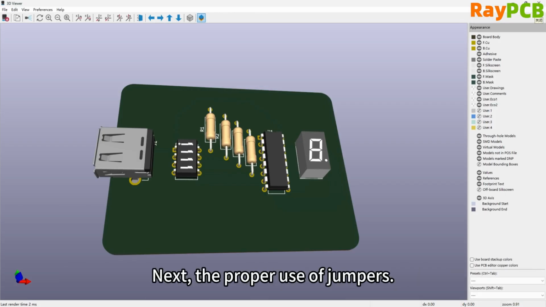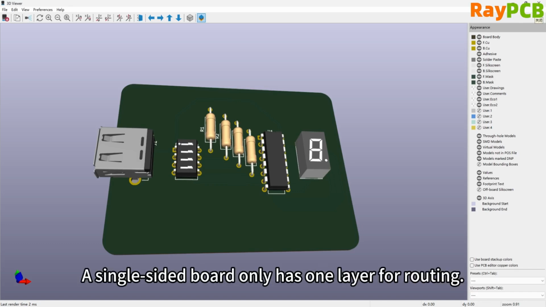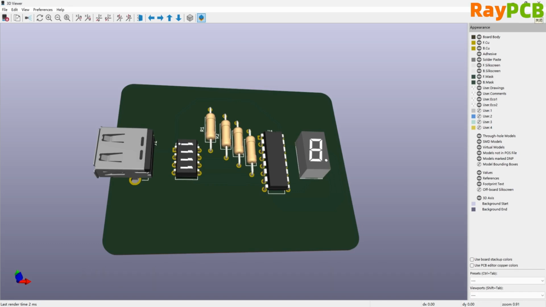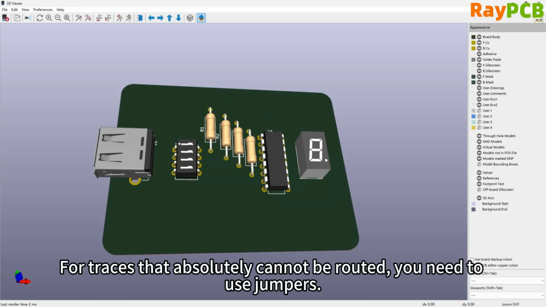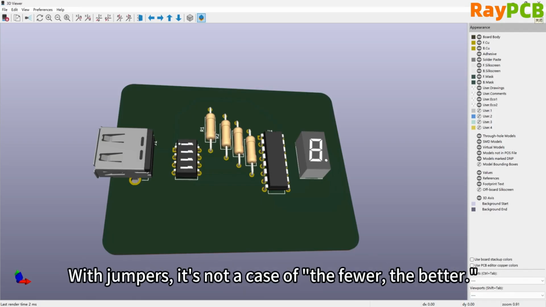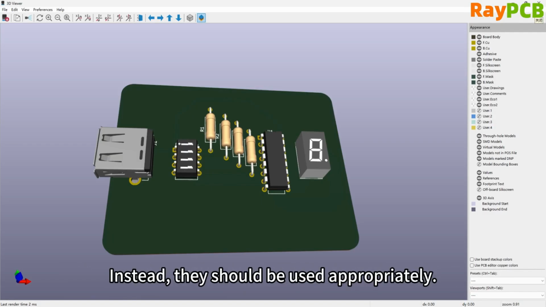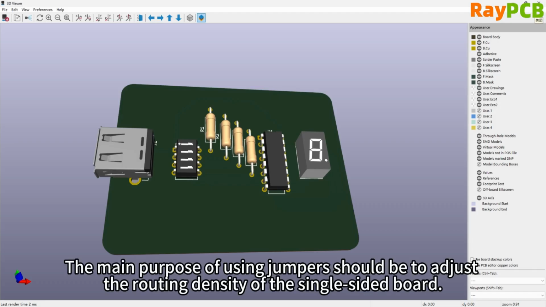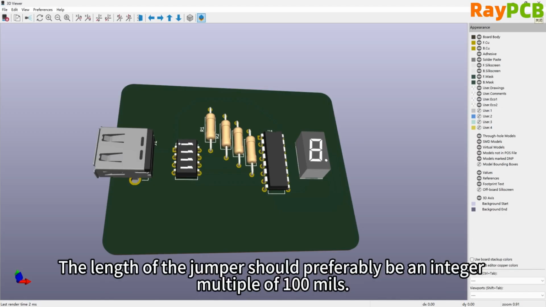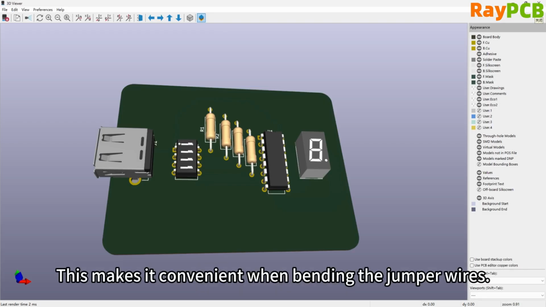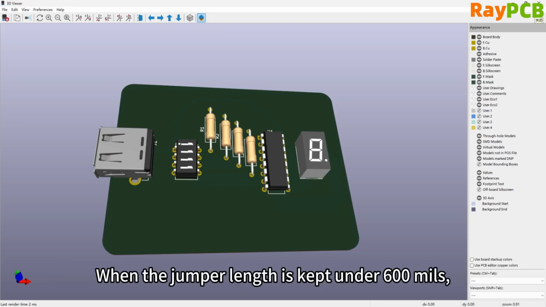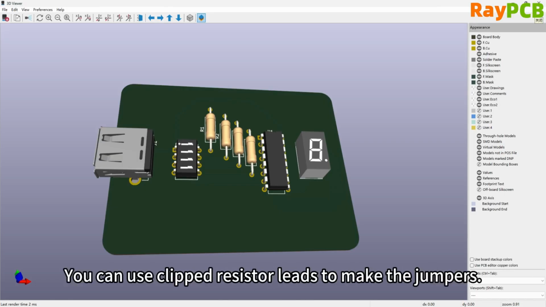Next, make reasonable use of jumpers. For single-sided boards, there is only one layer for routing, so if you really can't find a way through, you need to use jumpers. It's not that the fewer jumpers the better, but rather that they should be used appropriately. When using jumpers, the main goal is to adjust the routing density of the single-sided board. As for the length of the jumpers, it's best if they are multiples of 100 mm, which makes it more convenient when bending the jumpers. When the jumper length is kept within 600 mm, the cost is negligible. You can use clipped circuit pins to make jumpers.